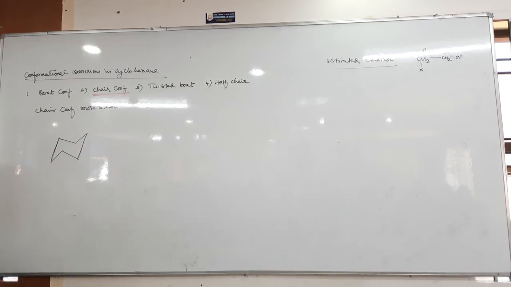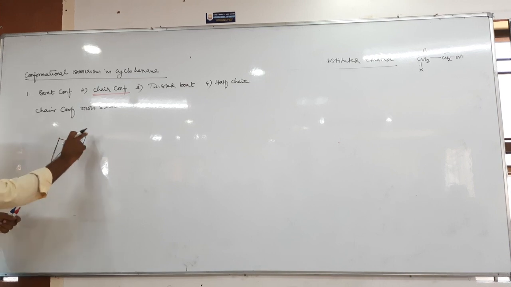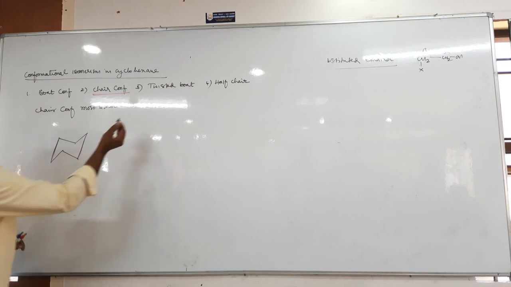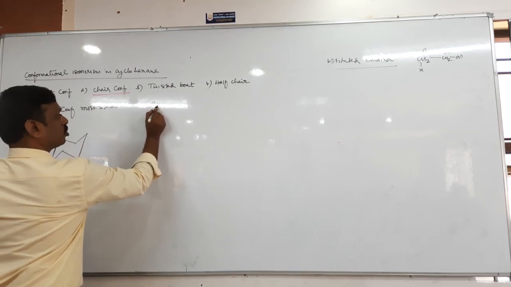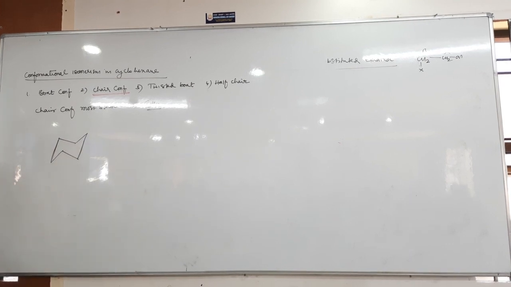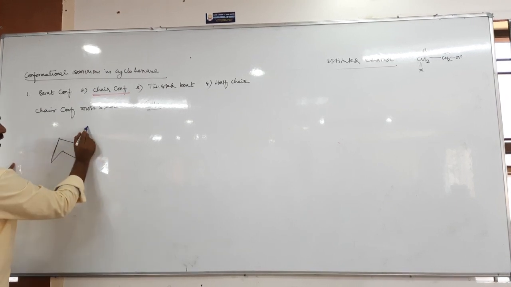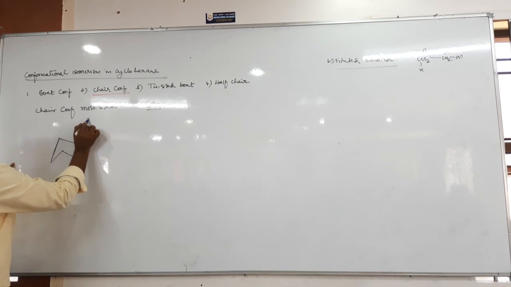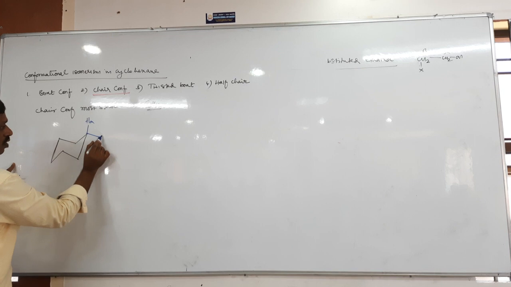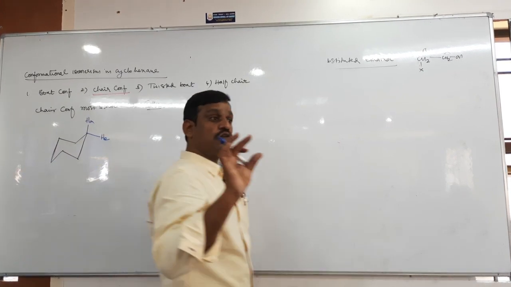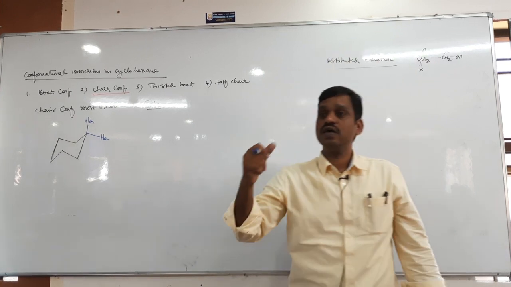In the chair conformation, of course, carbons are 6. How many hydrogens will there be? What is cyclohexane? C6H12, no? There are 12 hydrogens. Now where are the 12 hydrogens present? Each carbon has 2 hydrogens. This is the plane. The hydrogen present above the plane is called axial hydrogen. Below the plane is called equatorial hydrogen. Total 12 hydrogens: 6 are axial, 6 are equatorial.